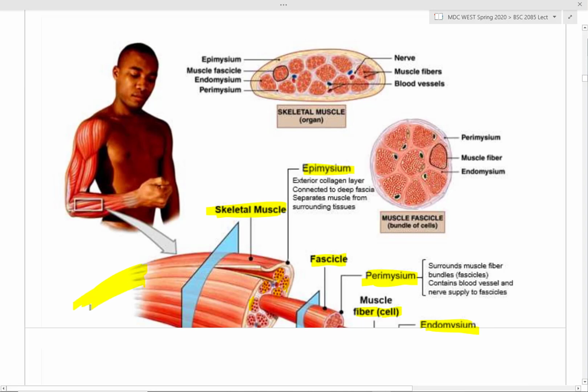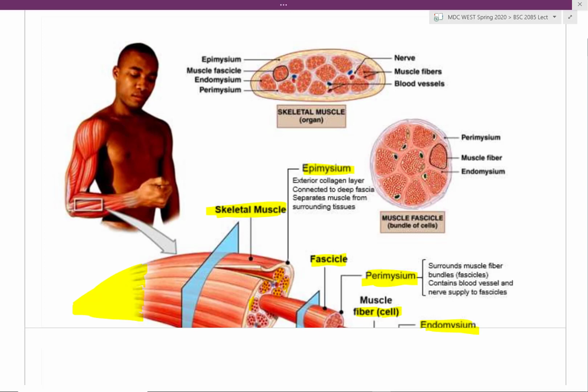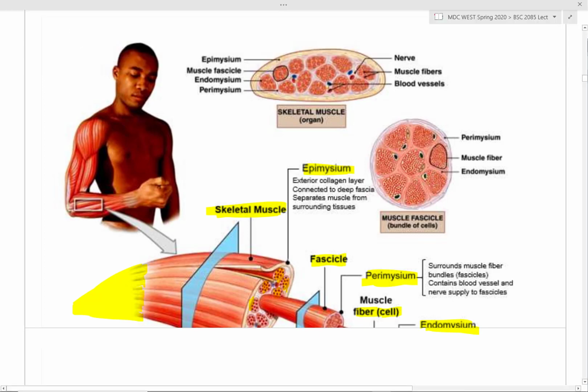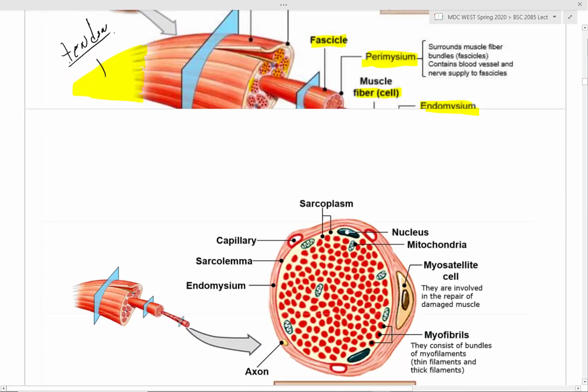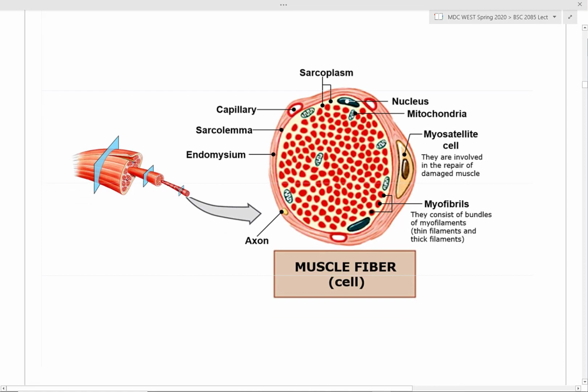What is at the end here, guys? A tendon. At the end, those three layers of covering create something known as a tendon. And that tendon is what connects to the bone. You guys know that here is a bone, right? So that's my bone. I'm not even going to draw it. All right, so that is the anatomy of it.